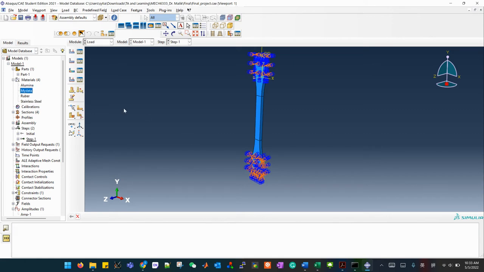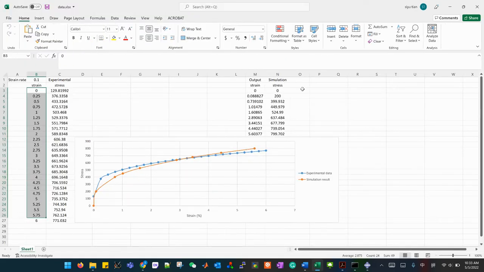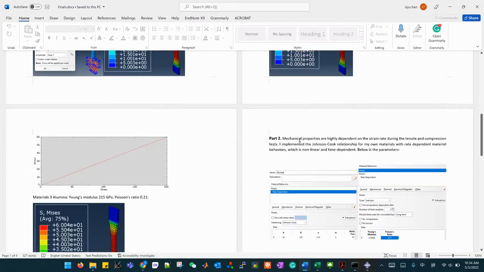And for this, using my own data, I can actually consider a plastic deformation. As we can see here, I'm comparing the experiment data with the simulation results, and they correlated well. So those are the materials. For the three elastic ones, we define the Young's modulus as well as the Poisson ratio. And for my own material, I define some of the parameters as shown in the Word document.